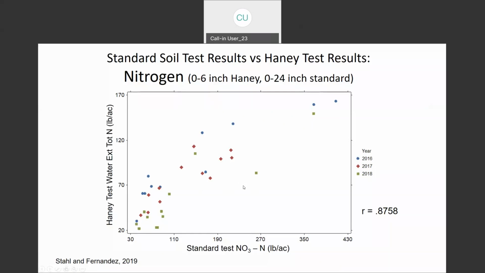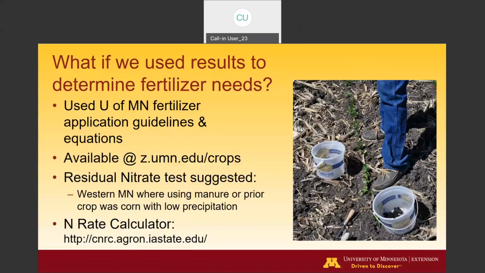But again, the next step would be, okay, how would it impact results if we try to use this for generating fertilizer recommendations? So what we did here, and I'm not going to get into all the details on this, but if you do want more information, you can go to our Extension Crops website. There's also different publications. For nitrogen, there's a nitrogen rate calculator that's housed at Iowa State.